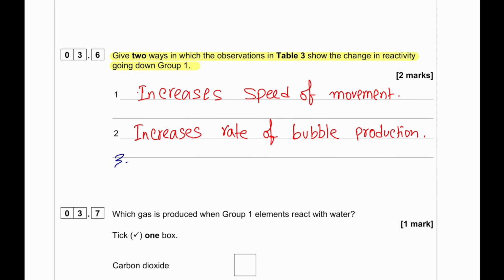An extra point will be that it goes from no flame to explosion.